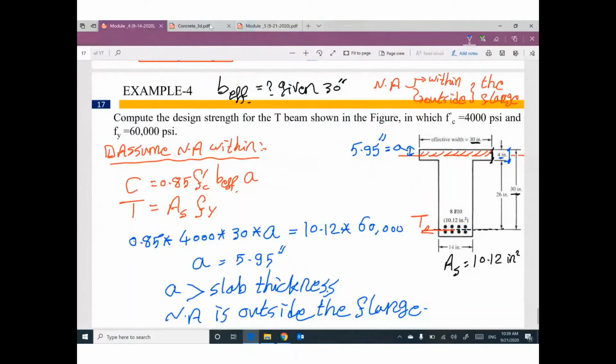Okay, Alan. The total width, how much? 30? Yes. And this width, how much? 14? Yes. So this width plus this width will be 16, and this one will be 8, and this one will be 8. You got it?